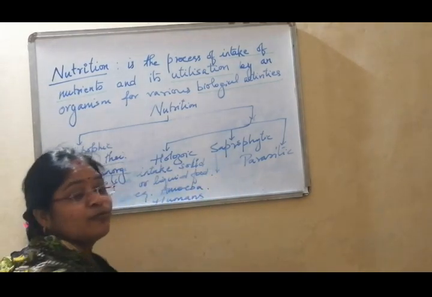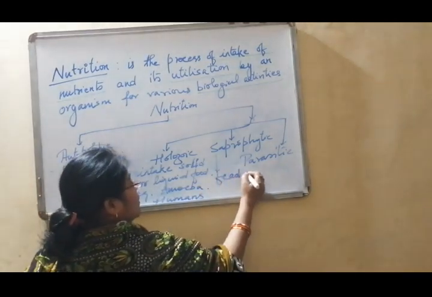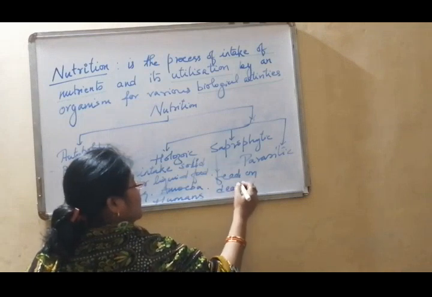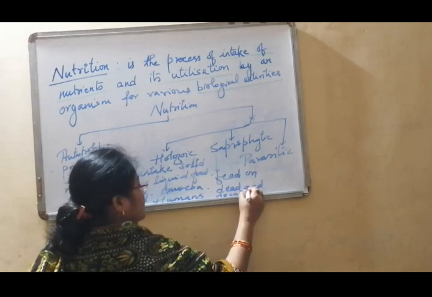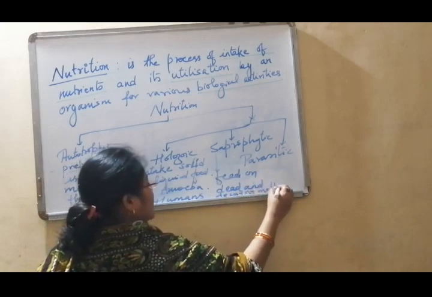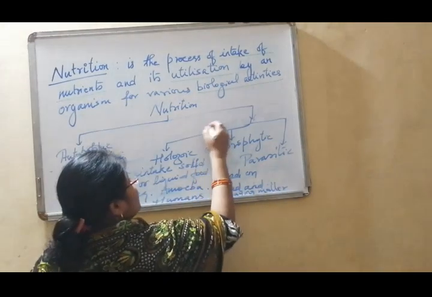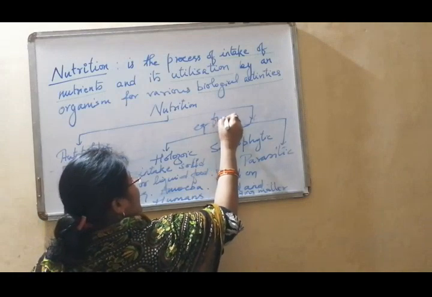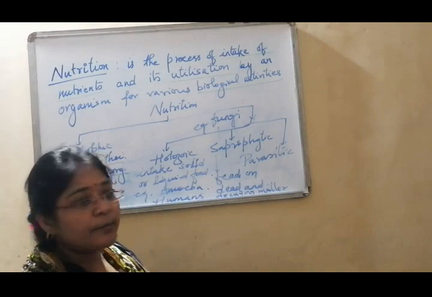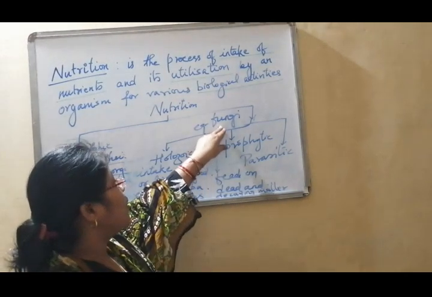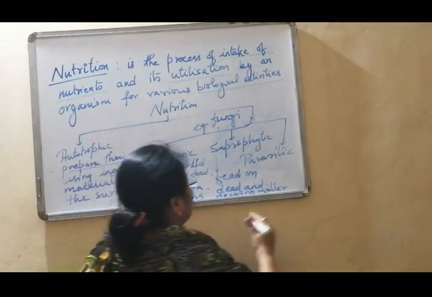Saprotrophs are the organisms who feed on dead and decaying matter. What is the best example of them? Fungi. You have read in class 9th about them. So they are basically saprotrophs. There are bacteria also.